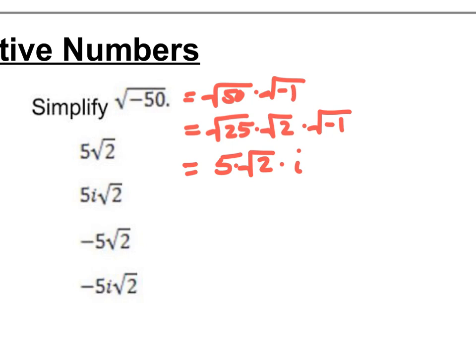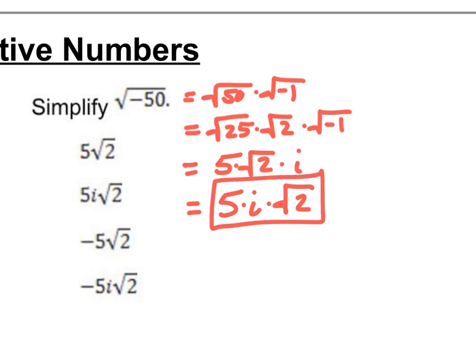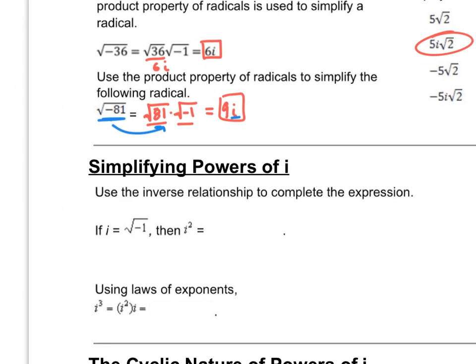And because we can reorder things when we multiply, the standard way we want to write it would be 5 times i times the square root of 2, and that would be the number. And that's the answer right here. So let's take a look at something else.